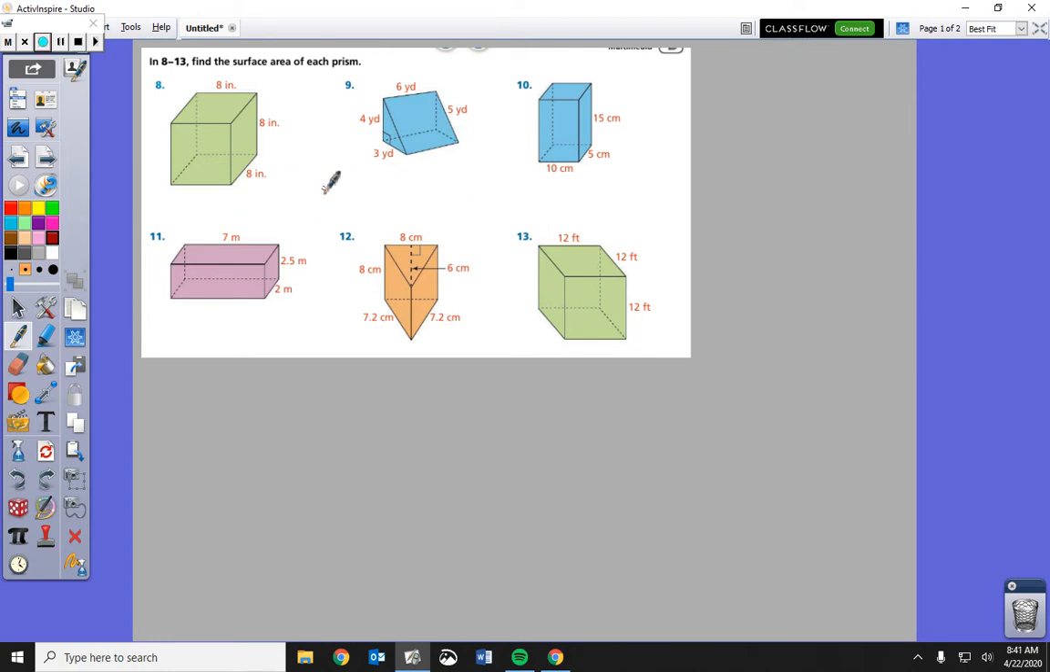So here's what we need to do. You had to do the odd problems. So we're looking right now at the top part here. We're looking at 9, 11, and 13. Now this is nice because it gives us 3 different shapes.